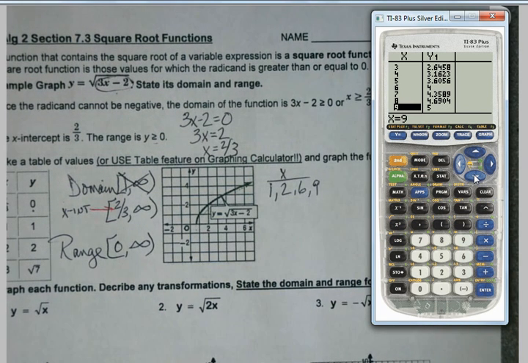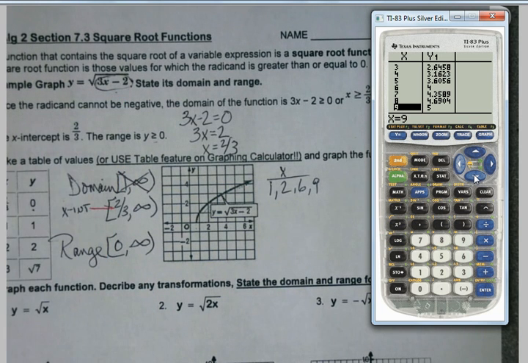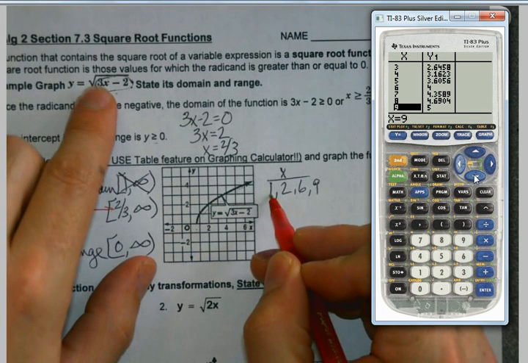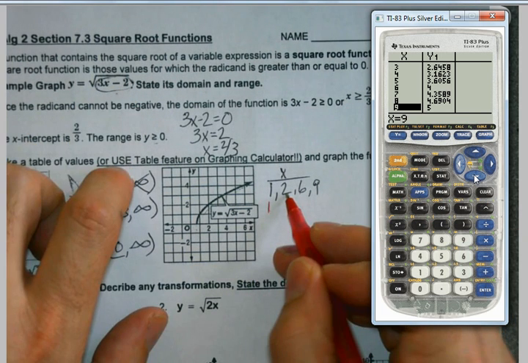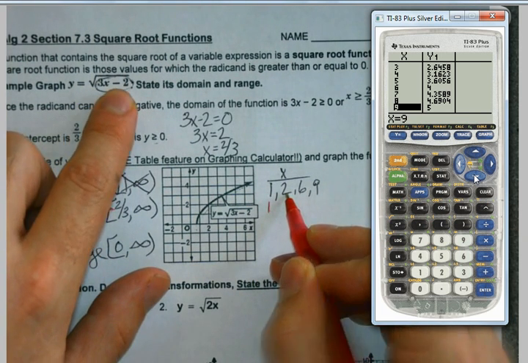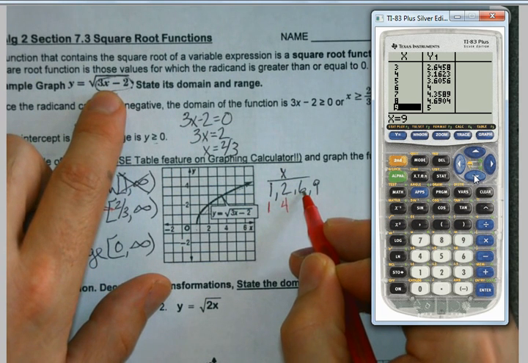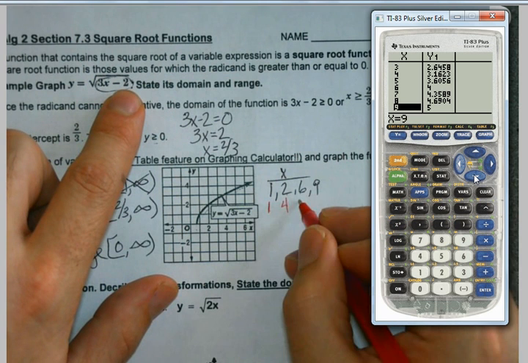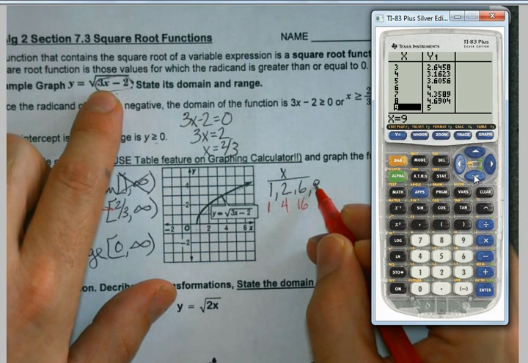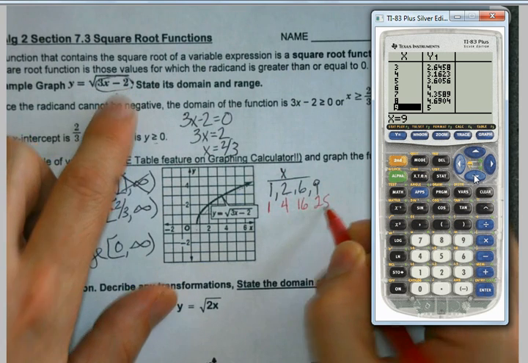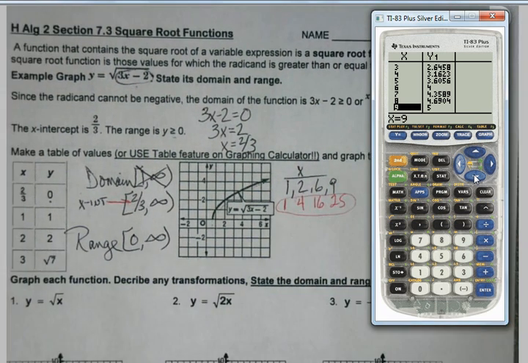Now let's think about what happens when I plug those in to here. I'm just going to put those values underneath. If I plug a 1 in here, 3 times 1 is 3, minus 2 is 1. Okay, 3 times 2 is 6, minus 2 is 4. 3 times 6 is 18, minus 2 is 16, and 3 times 9 is 27, minus 2 is 25. Interesting. What do all those red numbers have in common?